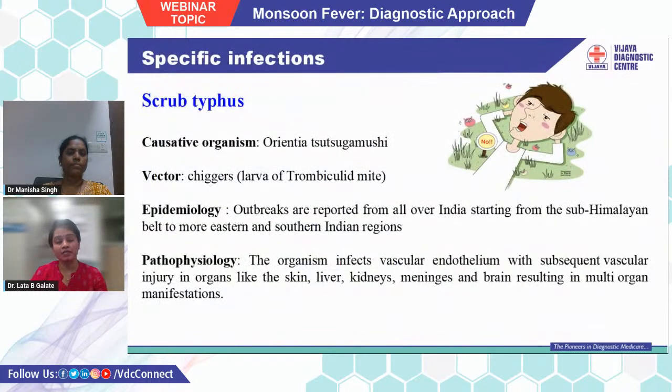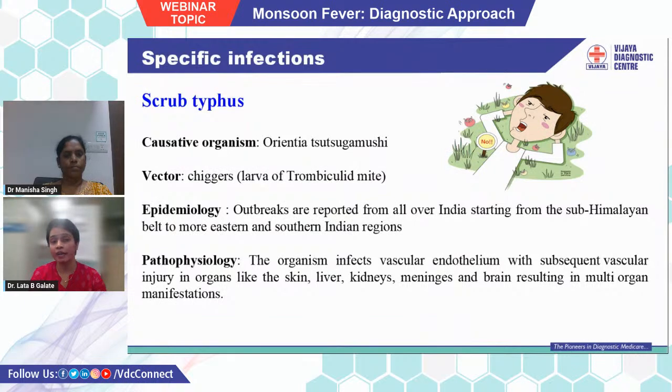So these are the basic investigations when a patient approaches us, one has to advise so as to reach a specific differential diagnosis. First of all, in specific infection, we'll discuss scrub typhus. This is a very less known disease in the general population and also underreported because of the diagnostic challenges. This is caused by the Orientia group of microorganisms and spread by the vector chiggers, which are nothing but the larvae of a trombiculid mite.